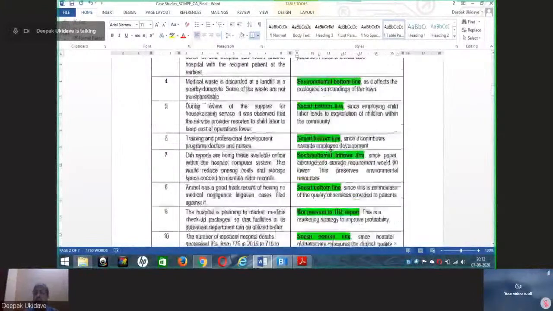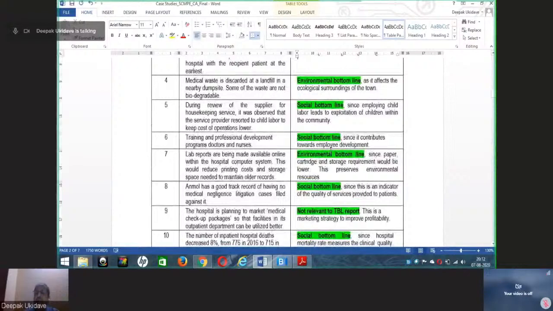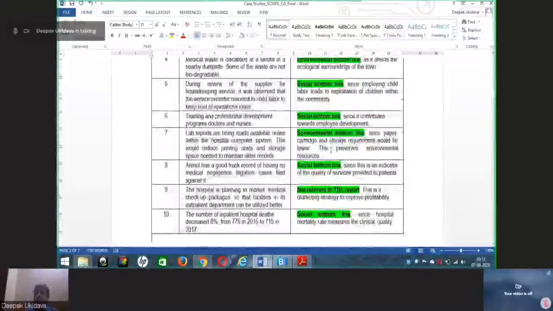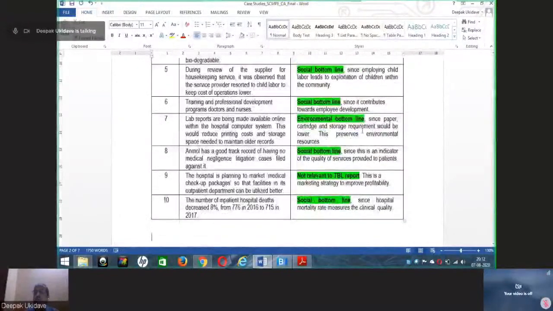Since paper, cartridge, and storage requirements would be lower, this preserves the environmental resources, right? So 3 things you have to write: paper, cartridge, and storage. If printing is not needed, paper will not be used, cartridge will not be used, and box files and storage space are not required. So environmental bottom line is taken care of.